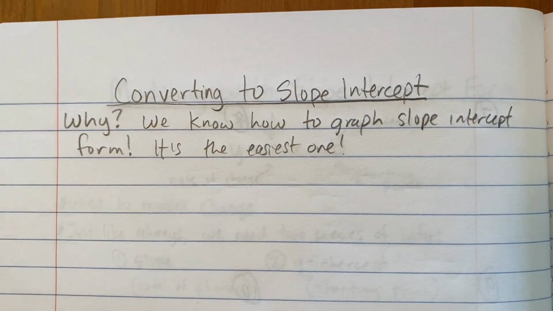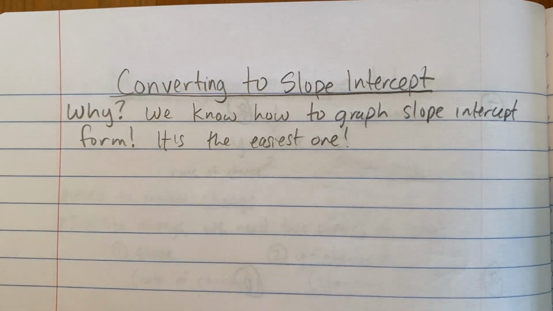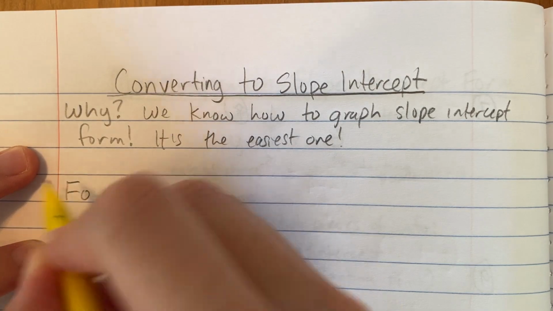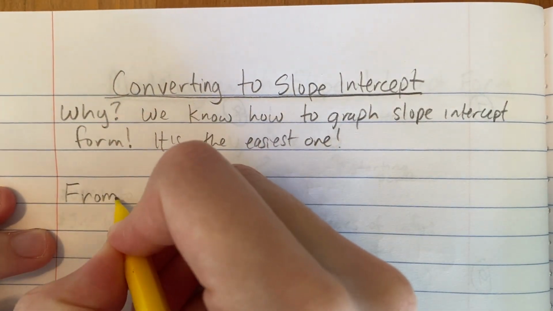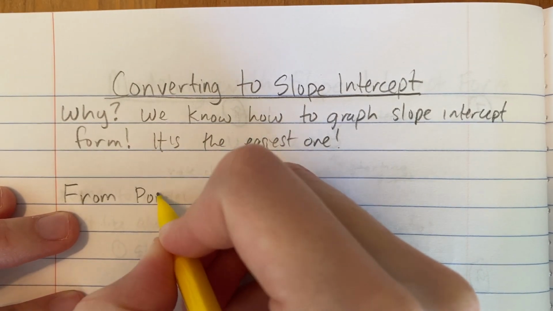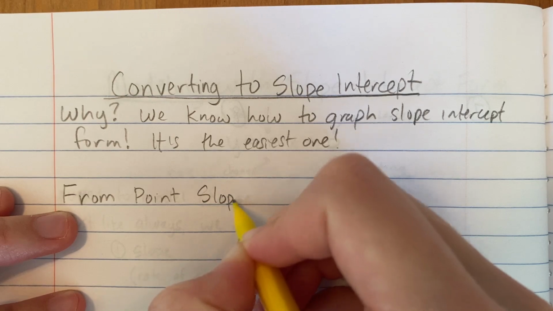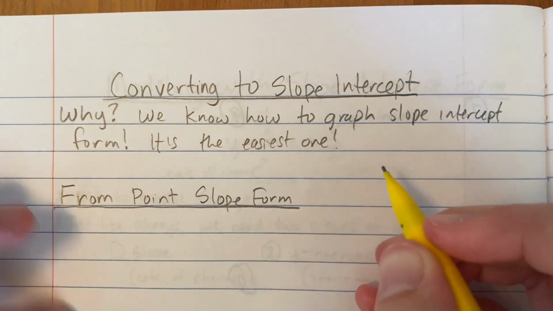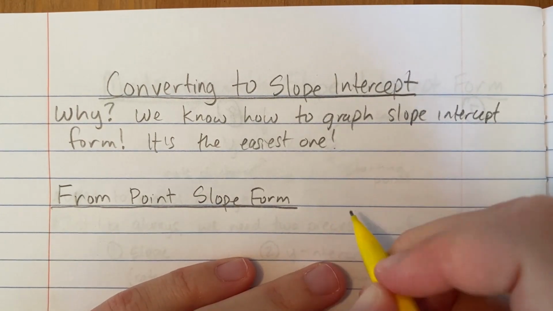So if we have an equation that's in a different form, we want to change it into the easier form, right? So in this video, you're going to learn how to convert from point-slope form. In the next class, you'll learn about converting from standard form. Okay. Now remember point-slope form. We're not really going to learn it too much this year, right? We just have to kind of be smart this year.